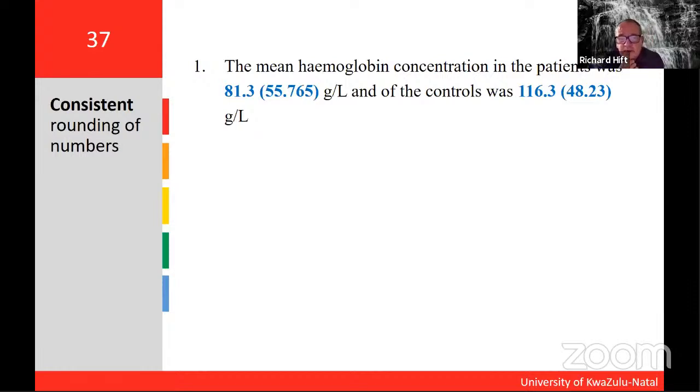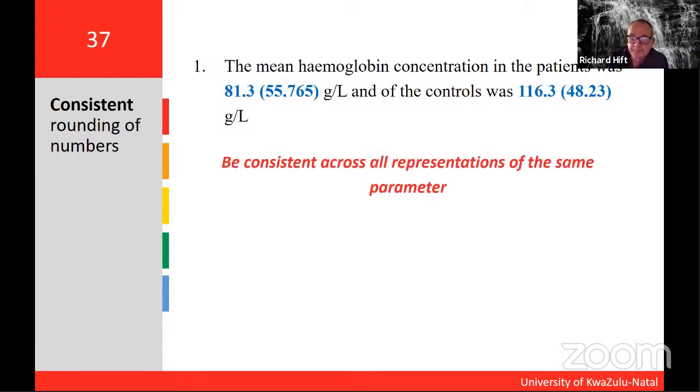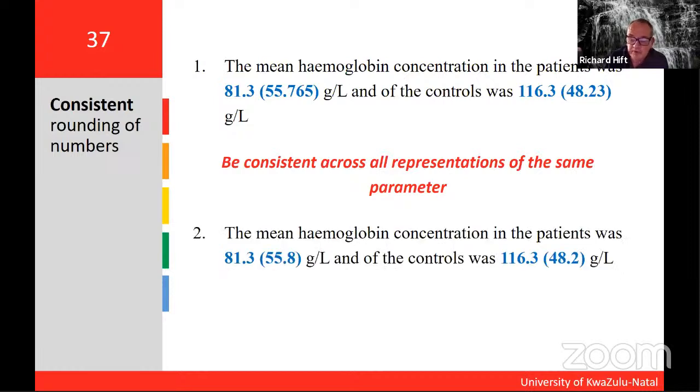Similarly, what's wrong here? One decimal place with a mean, and suddenly you've got three decimal places for the standard deviation. And in fact, the next standard deviation, we've only gone for two decimal places. Again, you must be consistent. There should be the same number of decimal places in general for the standard deviation as for the mean. Be consistent across all representations.